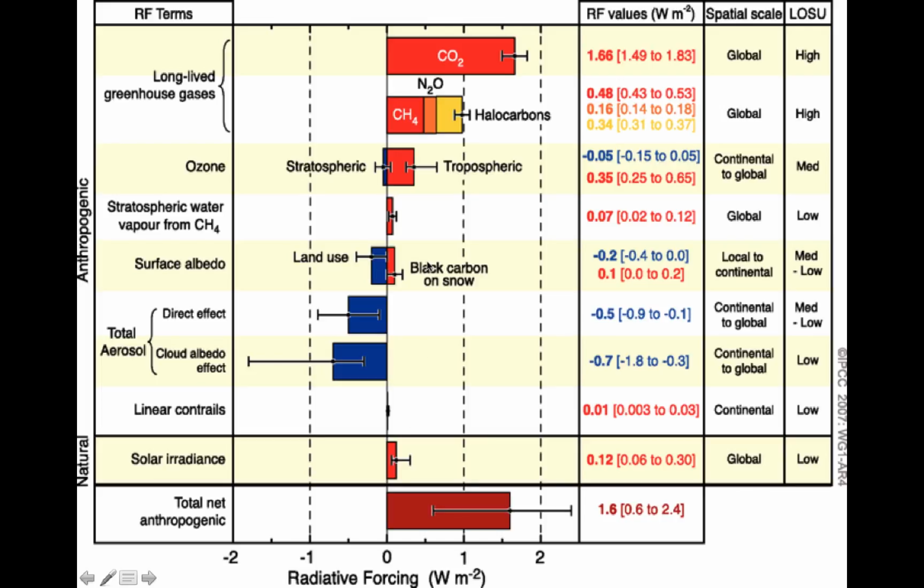We haven't looked at black carbon on snow, but you can imagine simply pollution or more wildfires adding black carbon, which might fall on snow, lowering the reflectivity, adding to the radiative forcing by lowering the albedo.